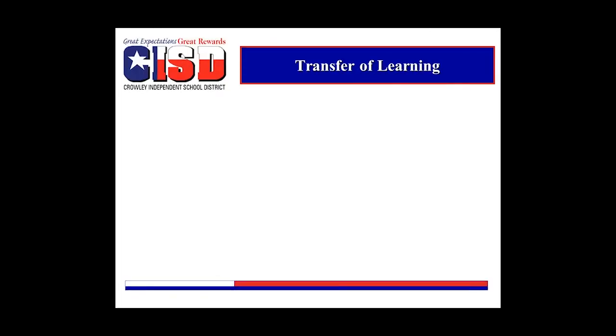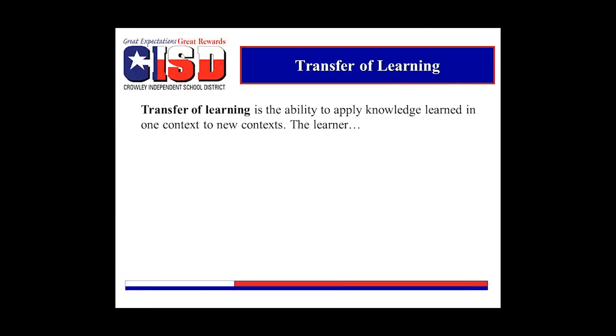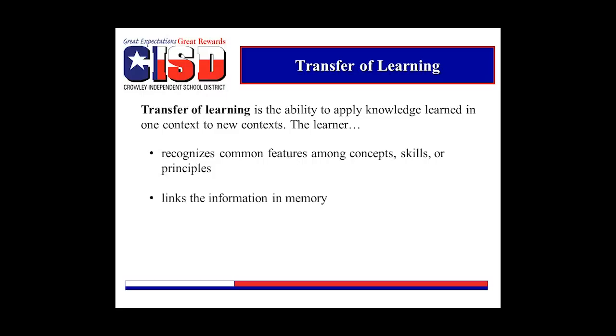Transfer of learning is the ability to apply knowledge learned in one context to a new context. Transferring learning means the learner recognizes common features among concepts, skills, or principles, and links the information into memory. This is when the students say, "Oh, I know how to use that." The learner sees the value of utilizing what was learned in one situation in another. This is when students can show their learning not only when a sample looks like what the teacher gave, but also when it does not.